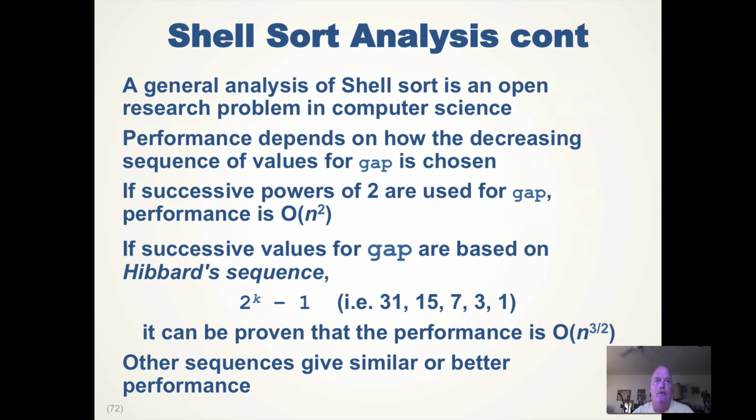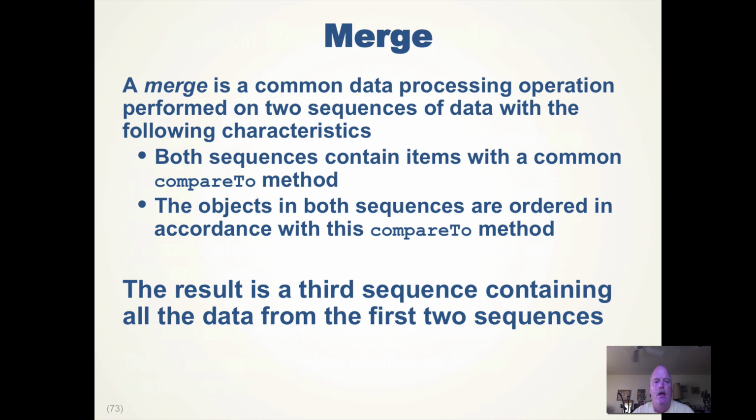Our particular algorithm of taking half the table size and dividing by 2.2 and then truncating that gives us pretty good performance. So the next concept, we talked about shell sort. We're now going to talk about merge sort. So what is a merge?